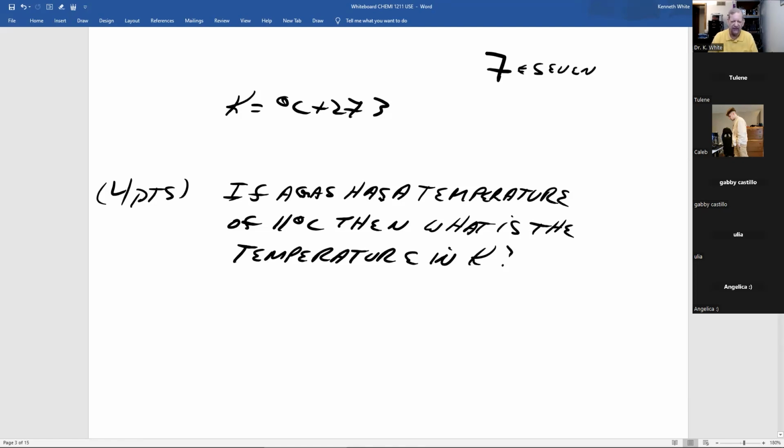All right, your turn. If a gas has a temperature of 11 degrees C, then what is the temperature in Kelvin?